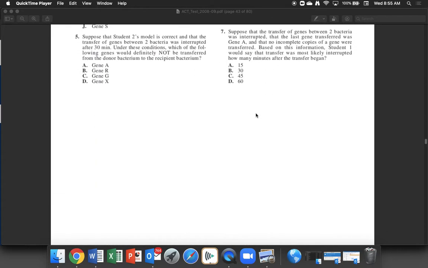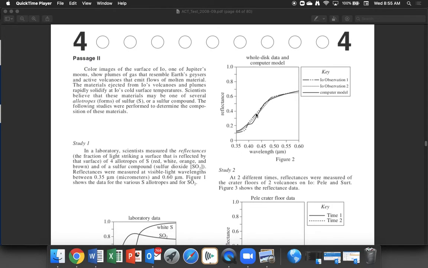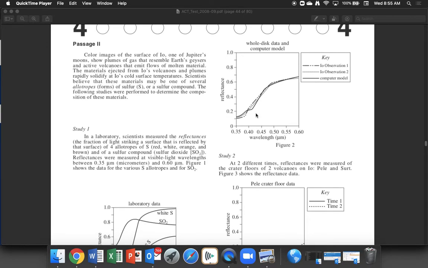The next type of passage is the data representation passage as well as the experiments passage. So the experiments passages, you're going to see study 1, study 2, or experiment 1 or experiment 2. And essentially, they're going to give you some data that scientists have collected to determine something. In this case, they're determining the various materials that make up the Jupiter moon Io. And so they have a number of observations, and you are to compare and contrast the various different observations to determine what different materials compose the surface of Io.